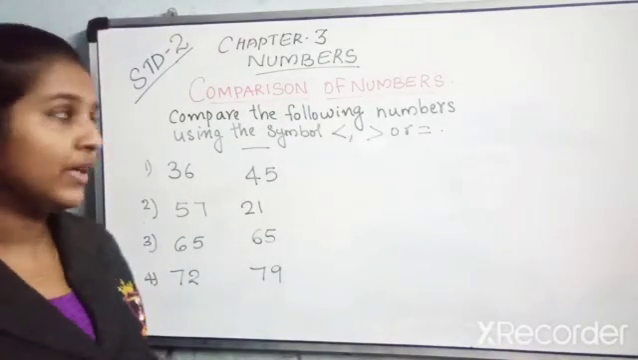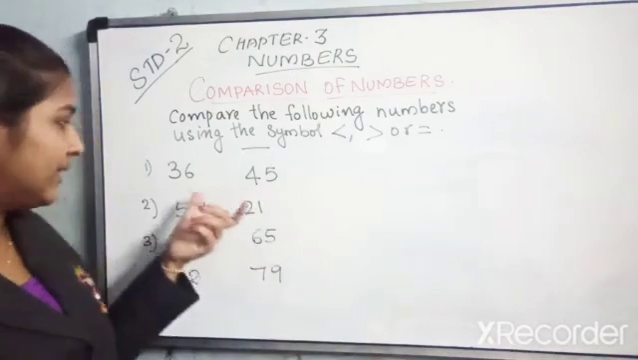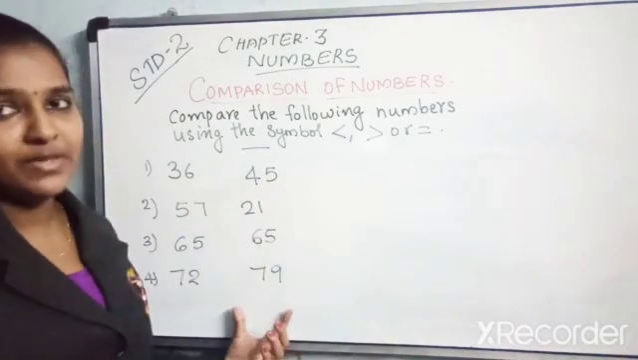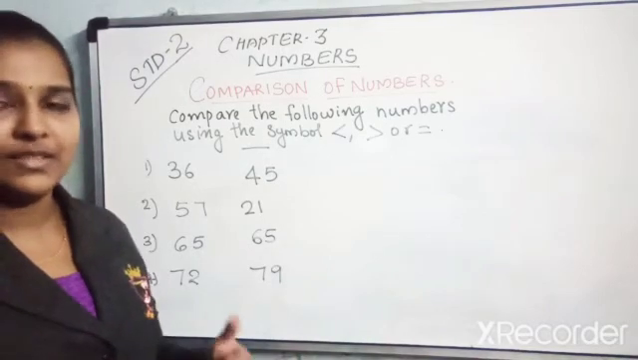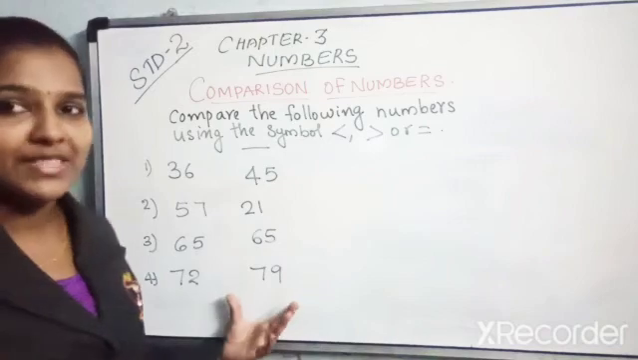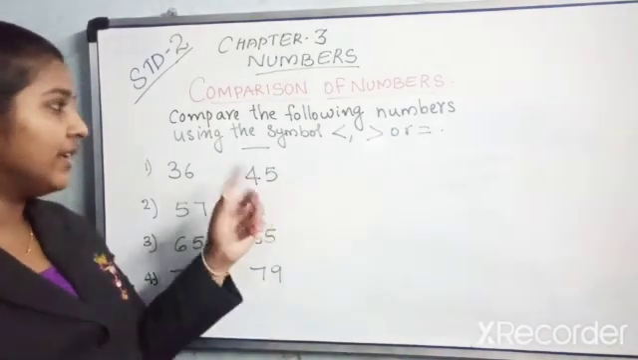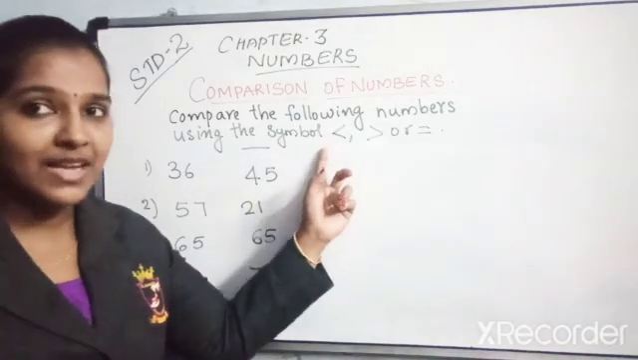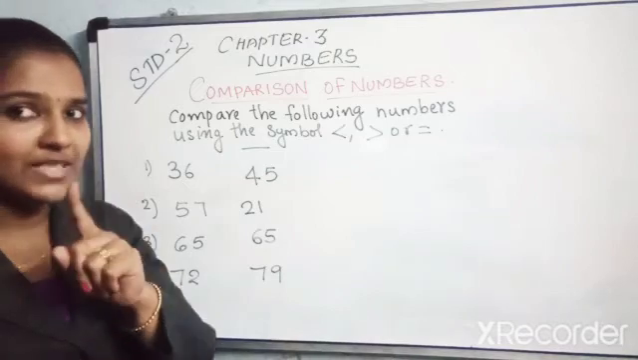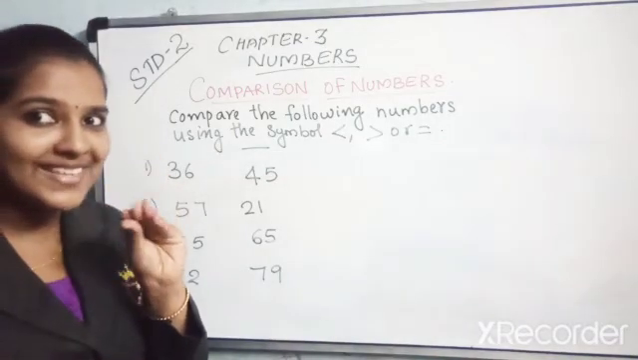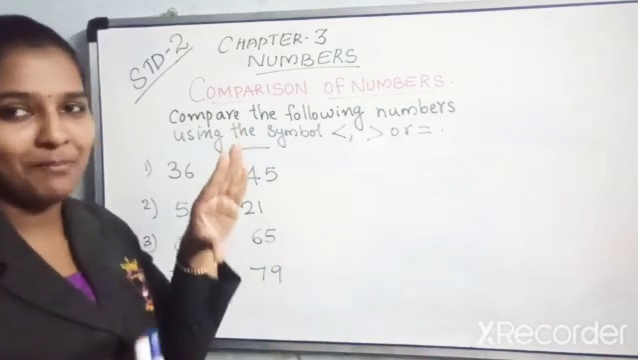Children, now we are going to discuss some questions of comparison, and here are some 2-digit numbers given to compare. In the last year, that is in the first standard also, we learned the comparison of 2-digit numbers, isn't it? So let's revise that once again. And here we have to use the symbol less than, greater than or equal to.